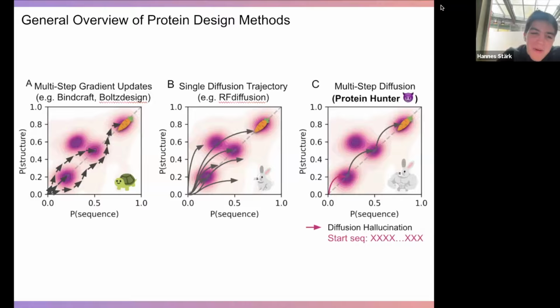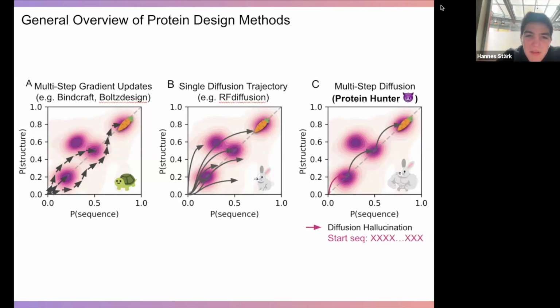We start from a random point, and maybe we even start from 0, 0. I guess it's not entirely the case that you do, but you start from some random point in this sequence space, and for illustration purposes you always put this point at 0, 0. We start from a random point and then we optimize. We do our gradient descent, and it's not even stochastic gradient descent, I think, in BindCraft and Boltz design. Then we end up at some minimum and that is our design.